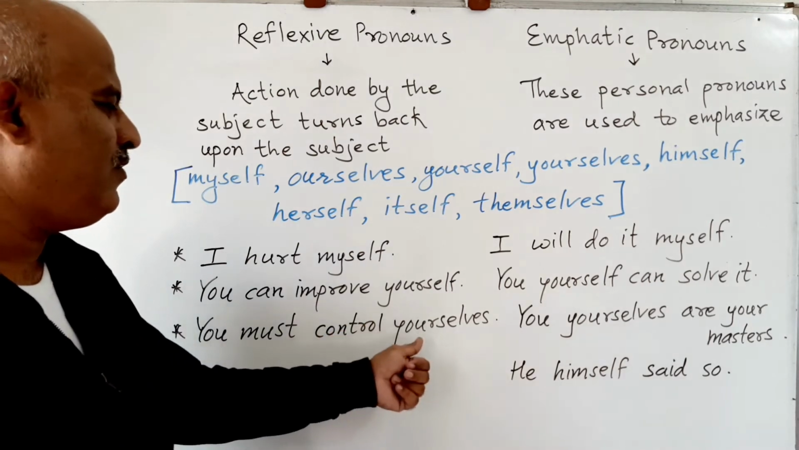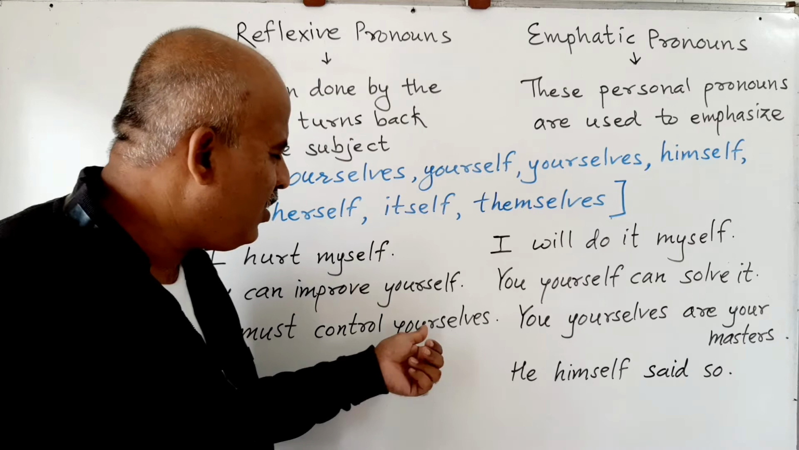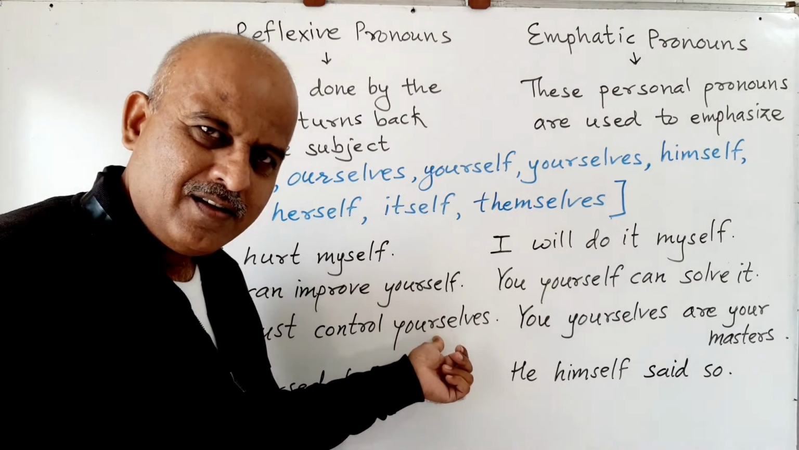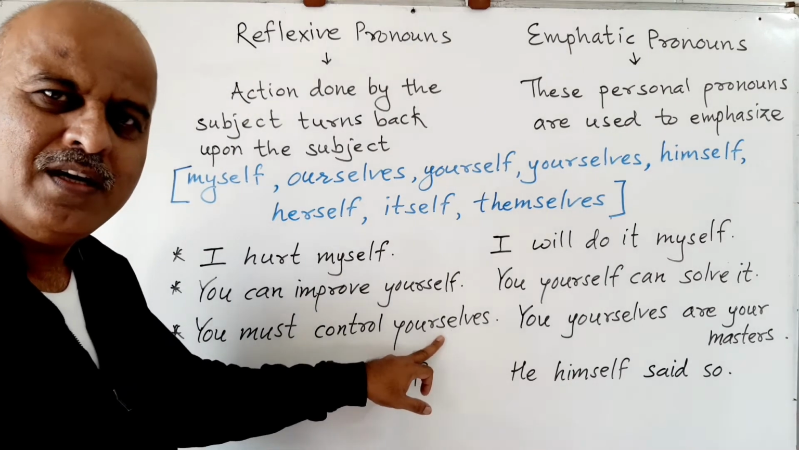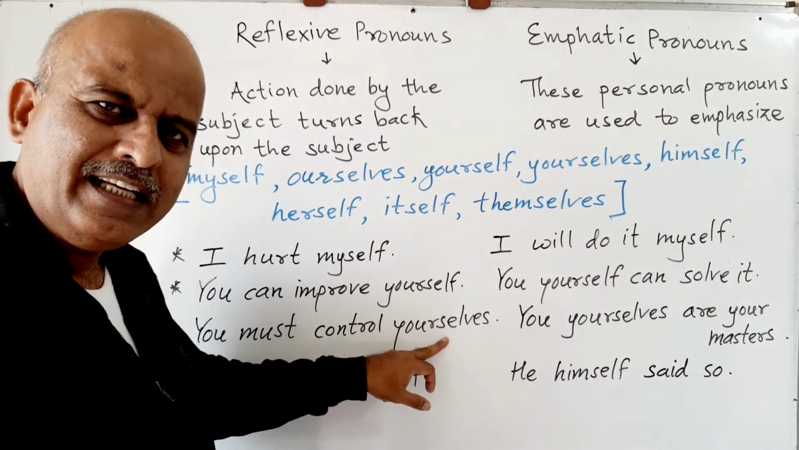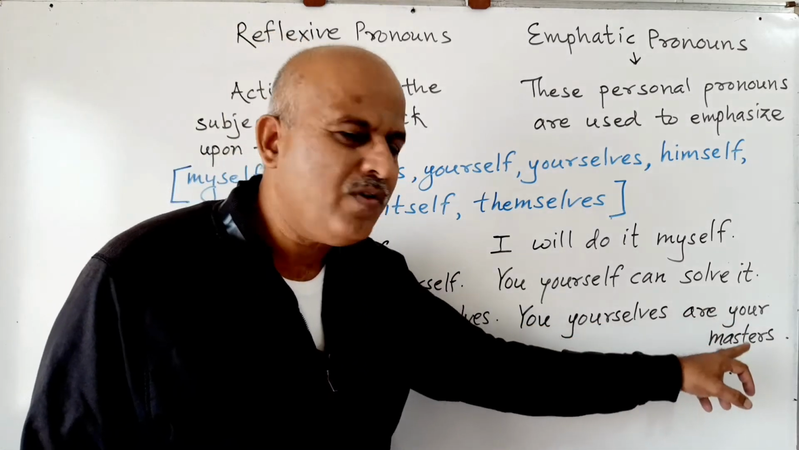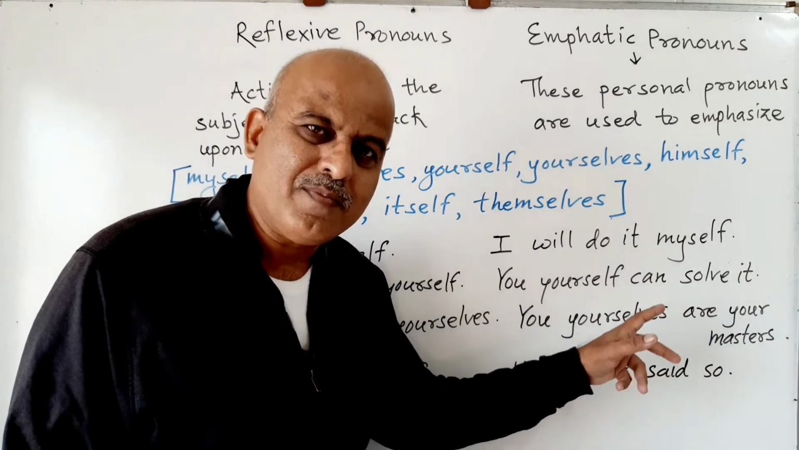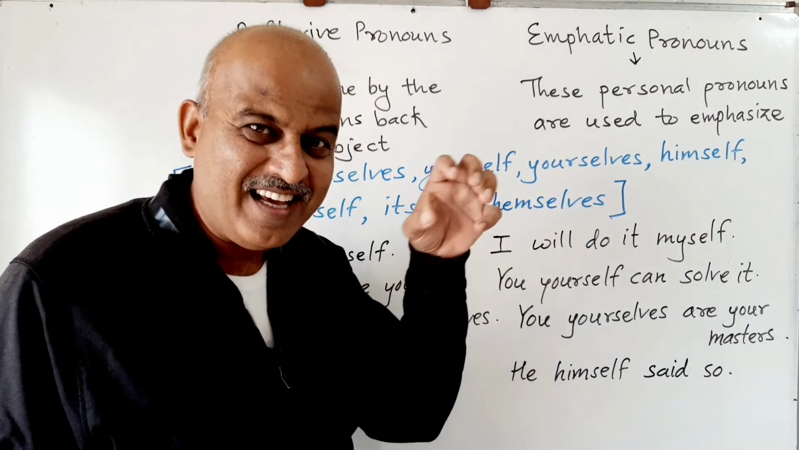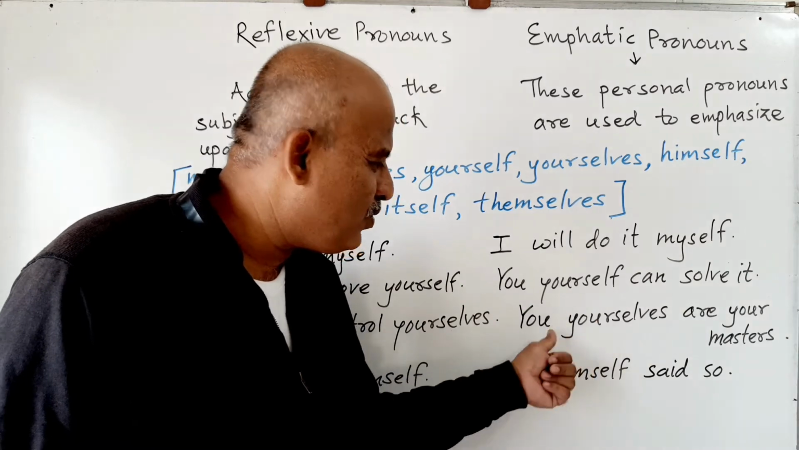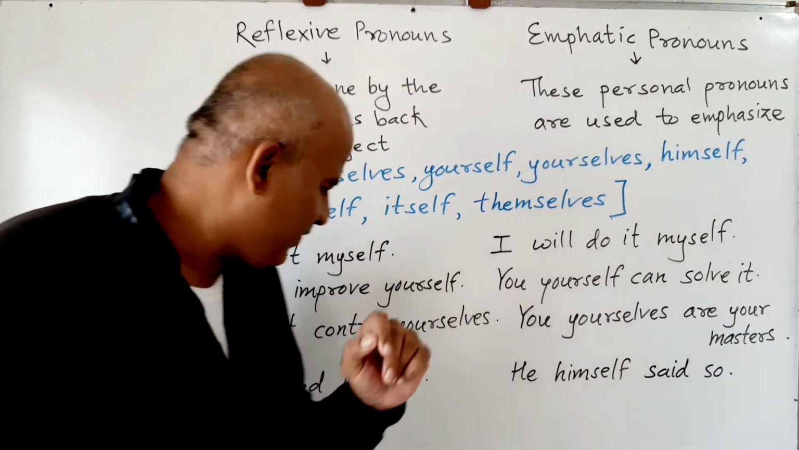You must control yourselves. Who is going to control? You only. And whom are you going to control? Yourselves only. Action reflects on this pronoun, and this pronoun is nothing but reflexive pronoun. You yourselves are your masters. Who are masters? You are masters. Yourselves is used just to stress the pronoun. That's why it is emphatic pronoun.